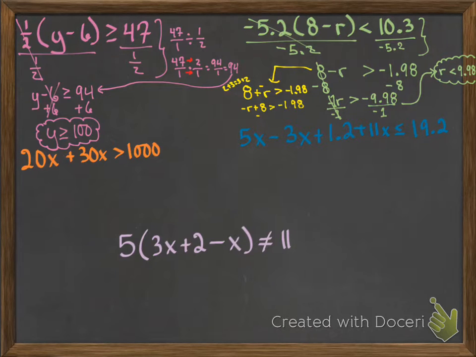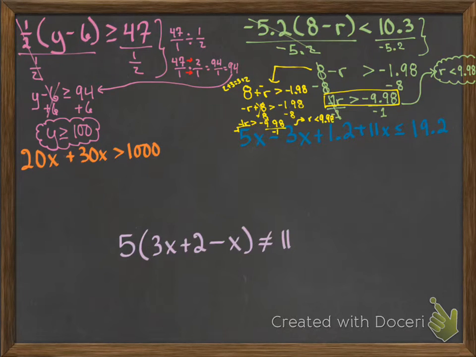So now I can subtract 8 from both sides. These cancel out on the left, and you get negative r is greater than negative 9.98, which is exactly what we got at this step right here. And then you can divide each side by that negative 1 for the same reasons we already talked about. Flip your symbol. I'm going to run out of room here. Flip the symbol. R is less than 9.98.